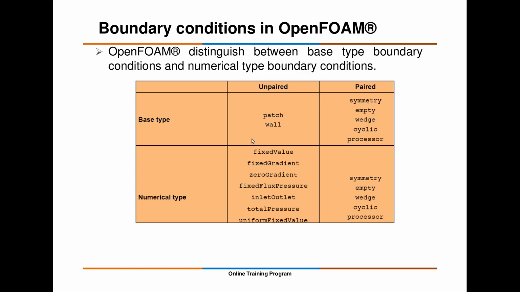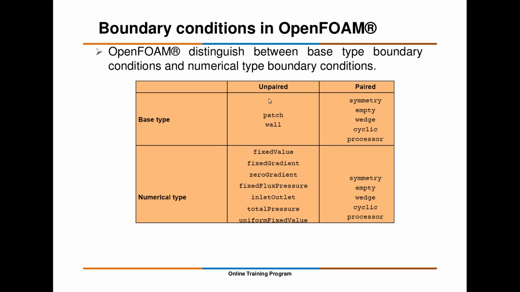So what is base type and numerical type? There is a difference. Whatever we specify inside the polyMesh directory in the boundary file goes as the base type, and whatever we specify in the zeroth folder is called the numerical type of conditions.